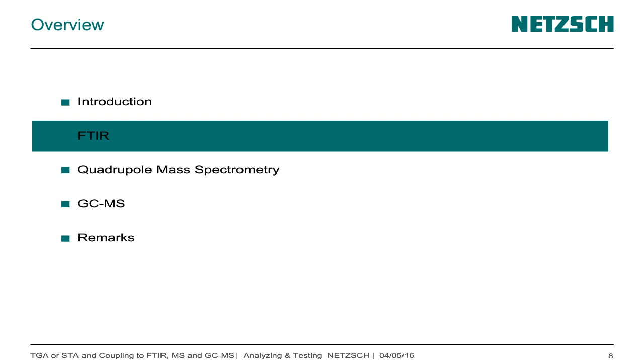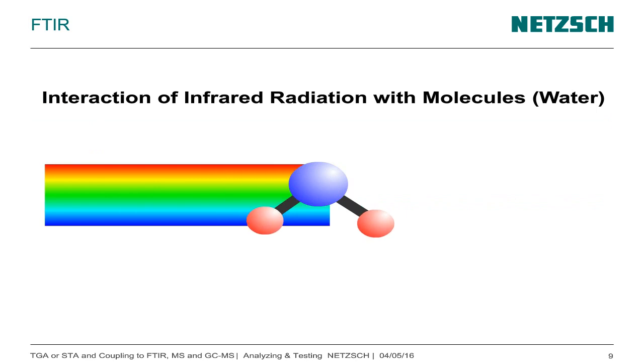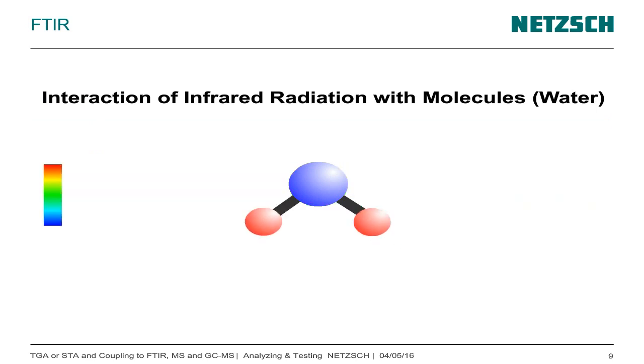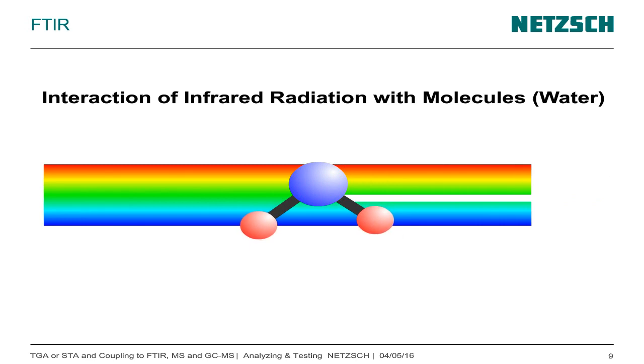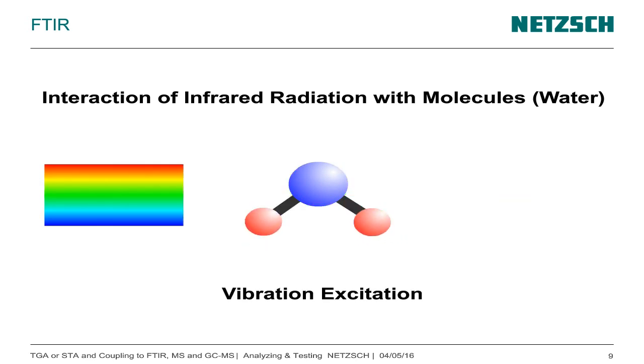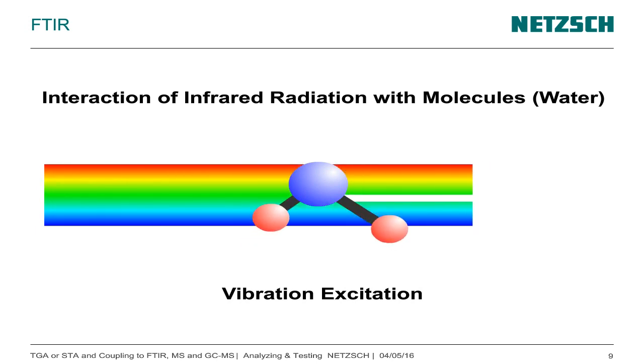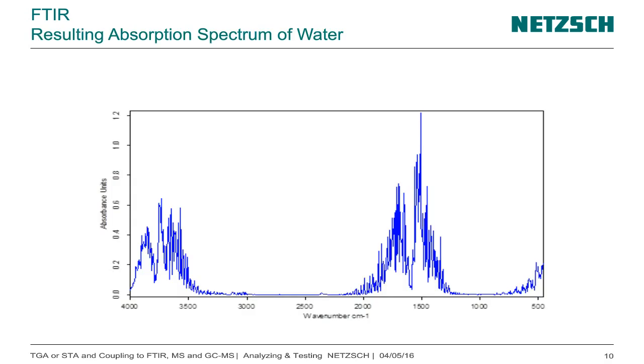With FTIR, we have an interaction of infrared radiation with molecules, here in the example of water, and you see the vibrations, and the energy is taken out. You can later see after Fourier transformation in your FTIR spectrometer the resulting absorption spectrum of water. For sure, this is a gas phase spectrum, because in the liquid phase you have much broader absorptions, but we are talking today about the gas phase.